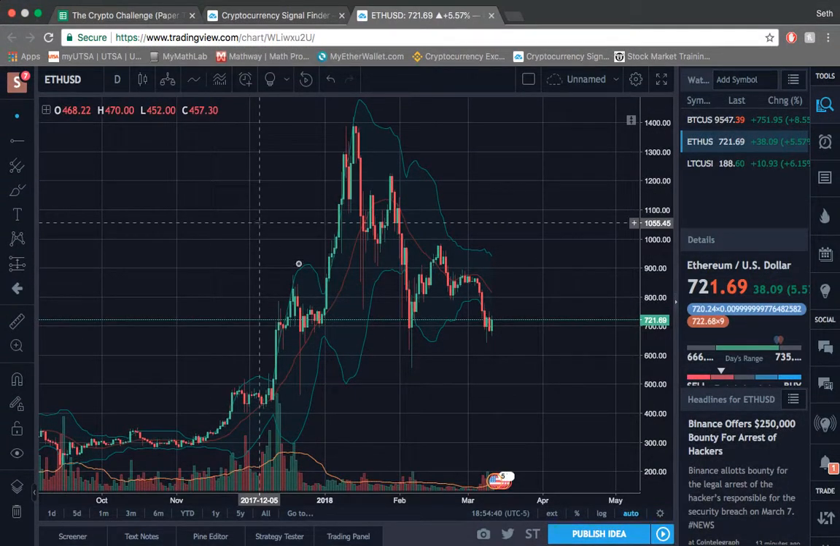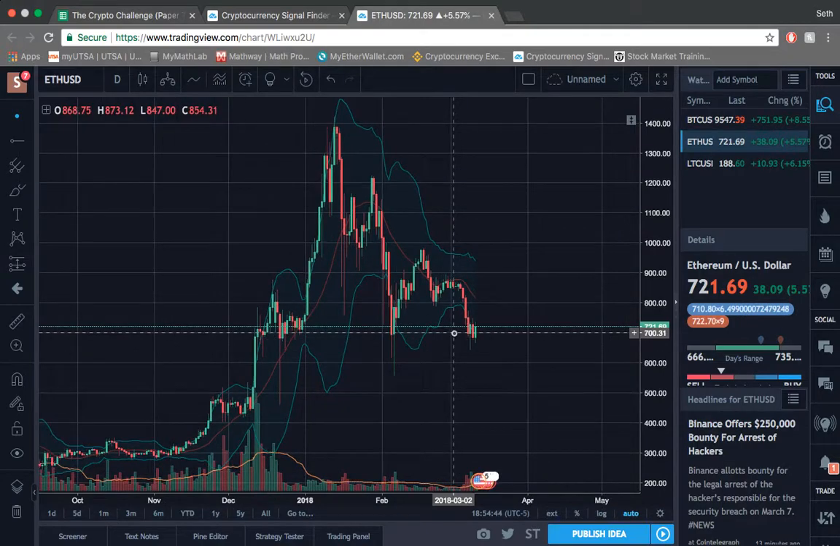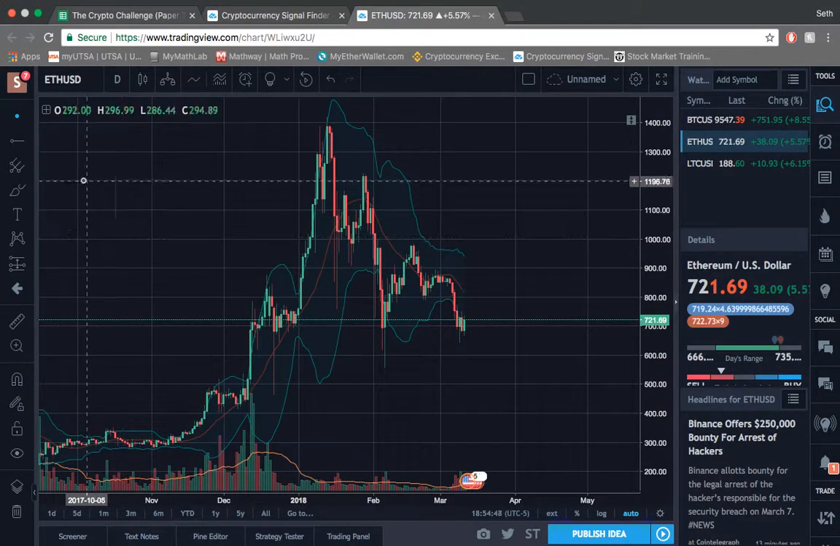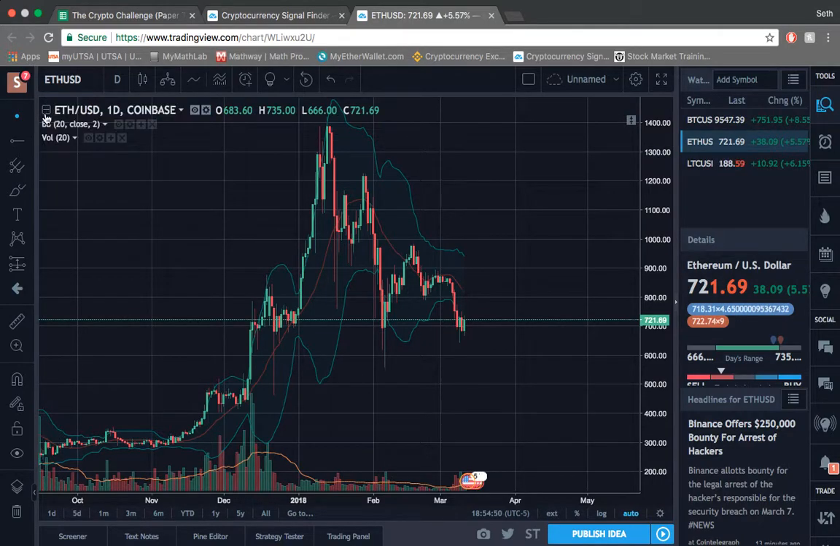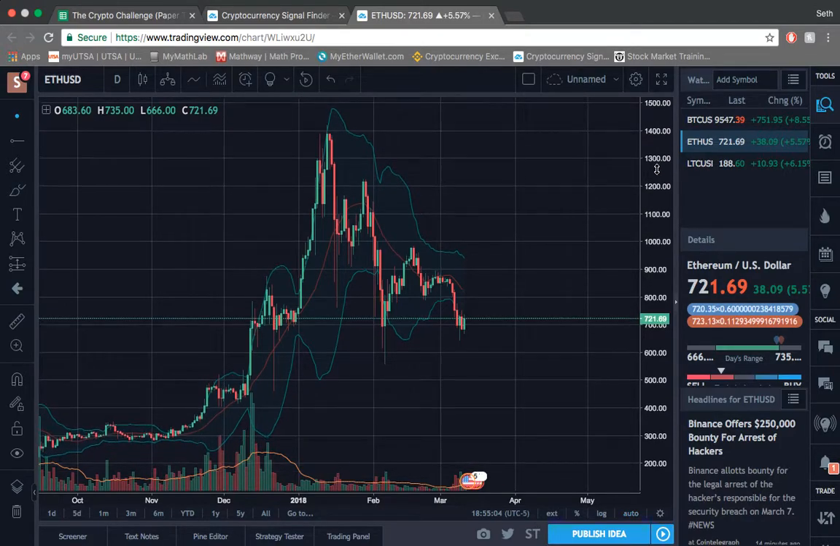What's going on, guys? Today I'm going to be bringing you a quick technical analysis over Ethereum. Let's get started. Of course, Ethereum available on Coinbase. This is the chart we're going to be looking at, the Coinbase one, not Bitfinex, Bittrex, or any other charts, just simply Coinbase. Here we go, guys. We're on the daily chart right now.